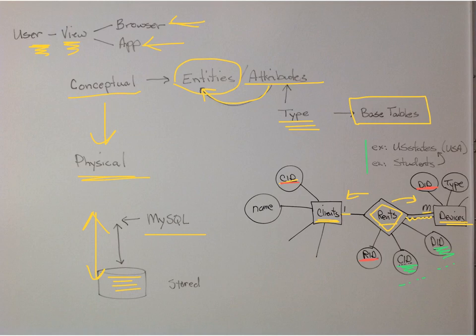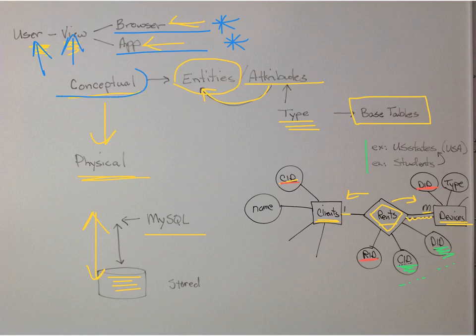So this is now a nice preview of looking at, we have users. Let's see if I can get this. Okay. We have users who have a view of the data. They can see it through their browser or through an app. There are other ways, but those are the primary ways that we are working with.